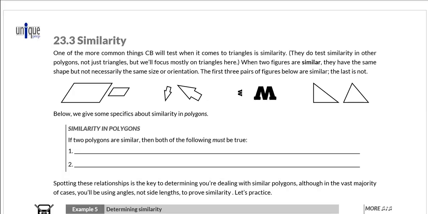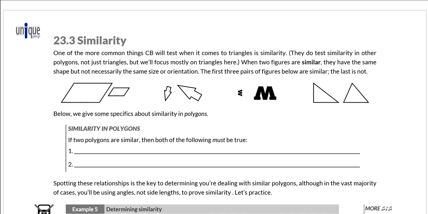Here we are in section 23.3 where we are going to discuss similarity. College Board is fond of similarity. In fact, similarity falls under the broader heading of proportionality, ratios, rates, which is extremely commonly tested on the SAT in various contexts in terms of slopes and linear functions, this stuff here in terms of similarity. So you will encounter questions on similarity and proportionality in triangles and other polygons.